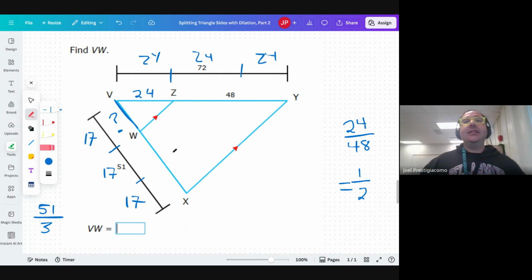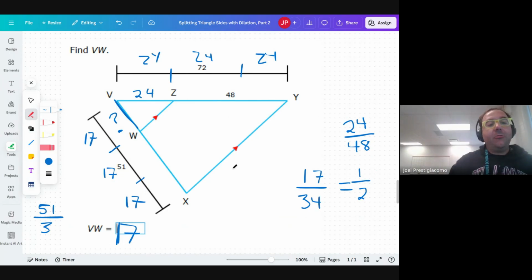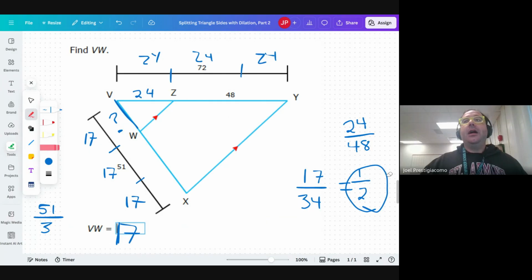I know that this relationship has to hold because of the 1 at the top. So VW is going to be 17 in this case, because 17 over 34 would be the same thing as 1/2. It's a little bit of a different style here. But if we're missing some pieces, sometimes you have to look at what they're giving you and how the relationship works. A lot of this problem stems from this being a 1 to 2, which is a pretty easy ratio to break things up in.